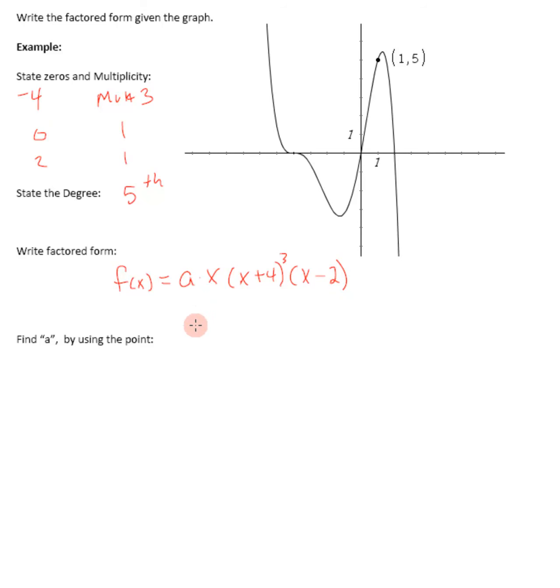The only thing I don't know, I'm almost done. The only thing I don't know is this a. What the heck is that a? Well, it's a leading coefficient. And how do I find it? Well, I use the point. The point here has an x value and a y value, right? All points are x comma y. So x is a 1, y is a 5. And look, I have x's and I have a y.